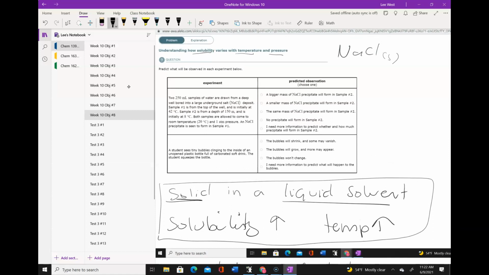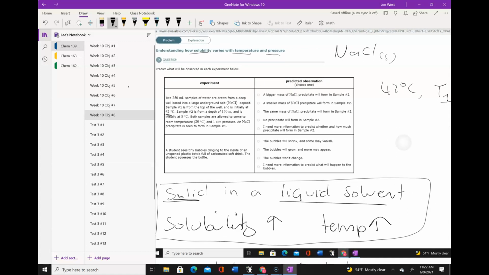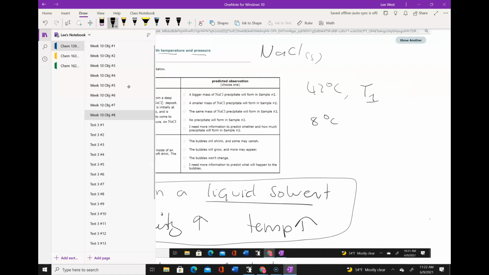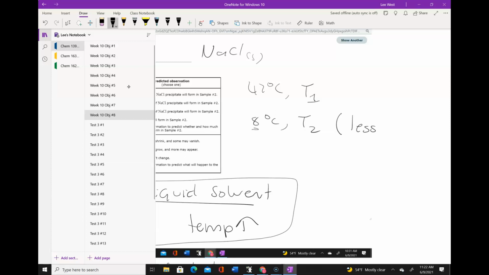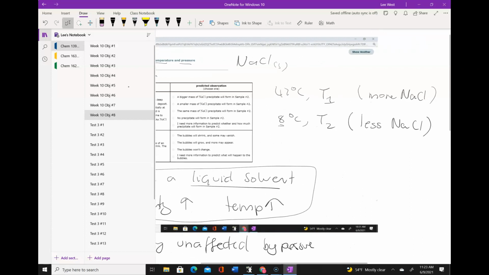Sample number 1 is from the top of the well and is initially at 42 degrees Celsius. So this is going to be something about temperature. I'm going to call that T1. It's 42 degrees Celsius. And sample number 2 is from a depth of 150 meters and is initially at 8 degrees Celsius. So the second one is colder. So what that is really telling me is that it's going to contain less sodium chloride, and this one is going to contain more sodium chloride. Okay? Does that make sense, right?